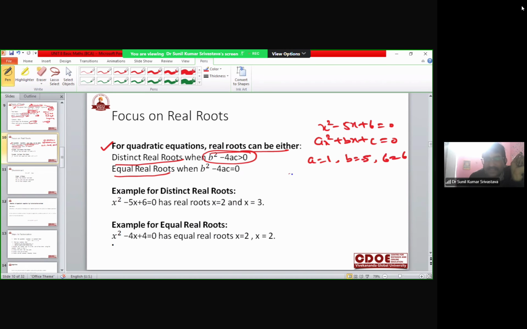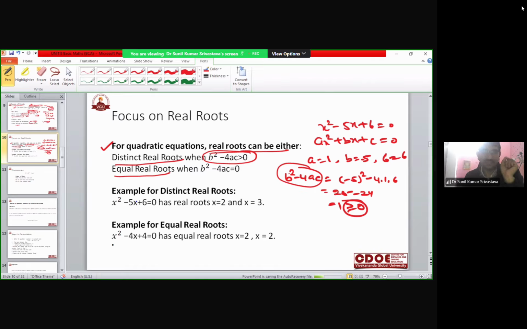Now calculate b square minus 4ac. So minus 5 square minus 4ac, that is 25 minus 24 is equal to 1. And that is positive. So b square minus 4ac is positive for this equation, so its roots will be real and distinct.